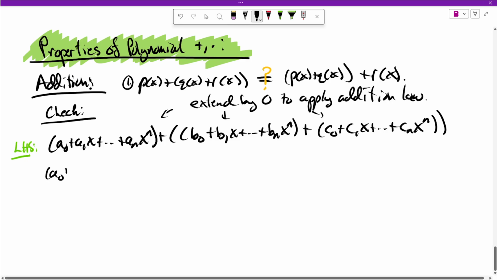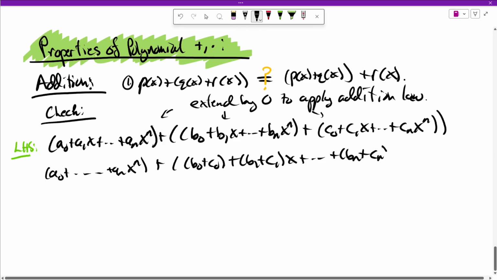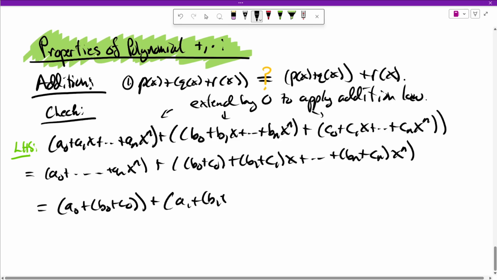Okay, so the p is going to stay. I'm going to really abbreviate the p this time. And then we just combine like terms. And this is why we have to extend by 0, because otherwise we would have weird business with the degrees being off. And this was our fix for that. All right, we then combine like terms here. So our new constant term is going to be a0 plus the constant term of the other guy, which is b0 plus c0. And then we're going to get a1 plus b1 plus c1, and so on, an plus bn plus cn.